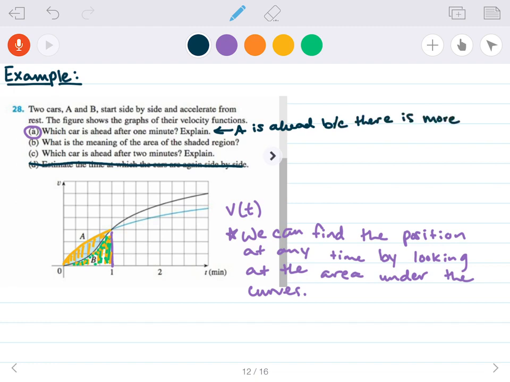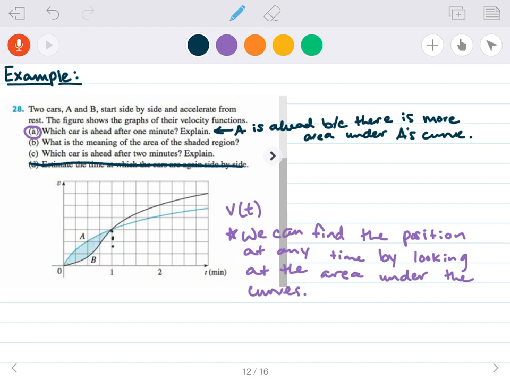Remember, under the curve is the distance, because there is more area under A's curve. All right. Okay, so then it says, what is the meaning of the shaded region?